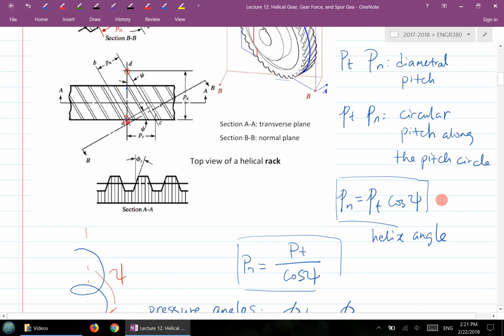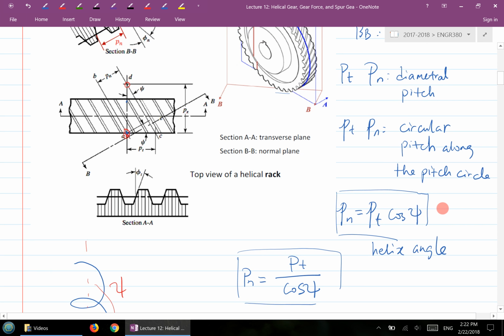So that's basically the parameters that are related to the helical gear. There is an example in my lecture notes. I want you to calculate the given certain number and to calculate all the other ones using basically the equations given here.